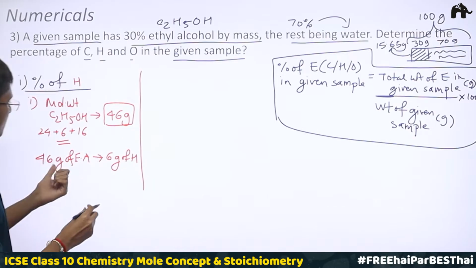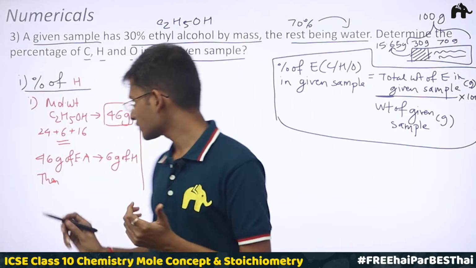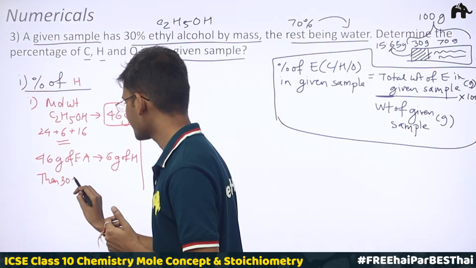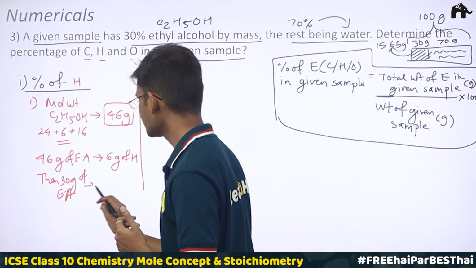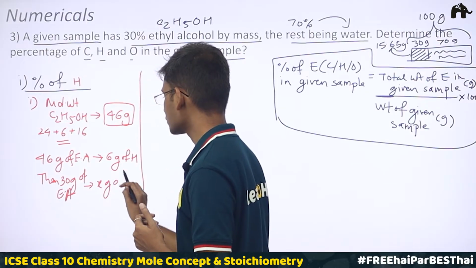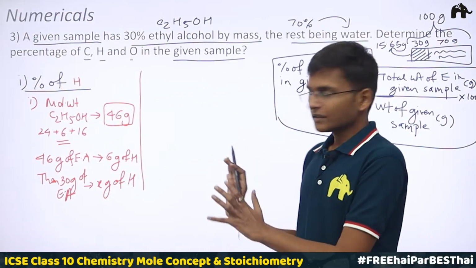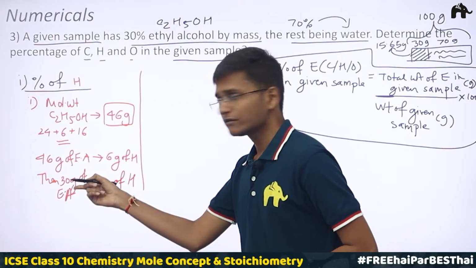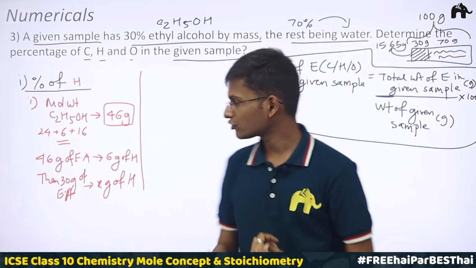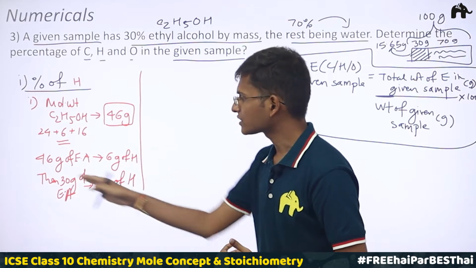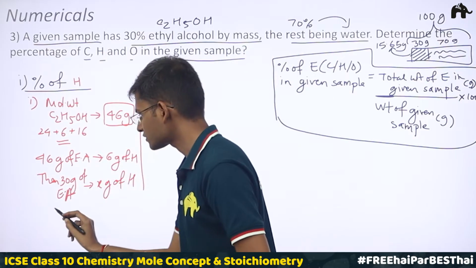Okay. Then, 30 grams of ethyl alcohol will have X grams of hydrogen. Okay. Clear? Then we have to just find, why 30 grams? Because we are finding here, in 30 grams of ethyl alcohol, how many grams is hydrogen. So we have just developed the relationship. Then 30 grams of ethyl alcohol will have X grams of hydrogen. Now let's just solve for the X.